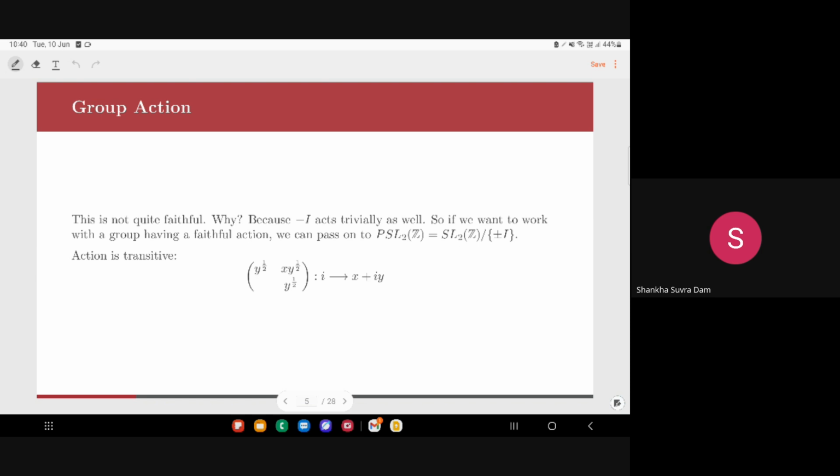And the action is transitive because the action of SL2R on the upper half plane is transitive. I made a mistake in here because y to the power half might not always be in Z.